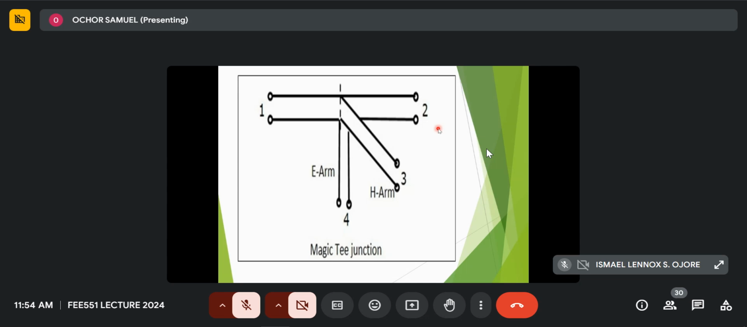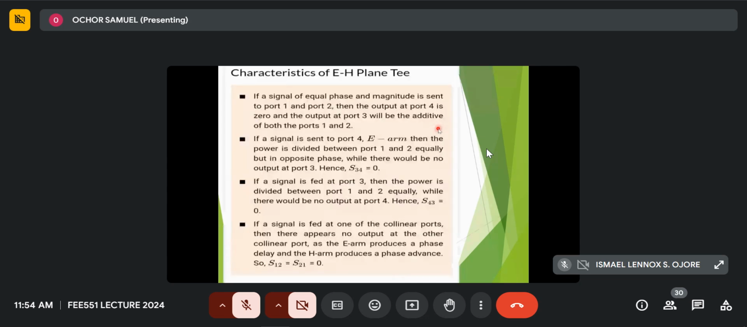I'm trying to go so fast that it is too fast. Now, characteristics of the H-plane T. One, if a signal of equal phase and magnitude is sent to port 1 and port 2, then the output at port 4 is 0, and the output at port 3 will be the additive of both ports 1 and 2. What this means is, if you're using port 1 and port 2, one port will always be isolated. At one time, only 3 ports will be functional.